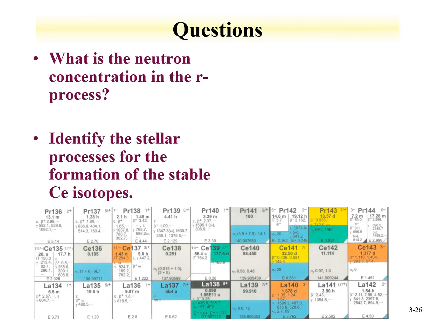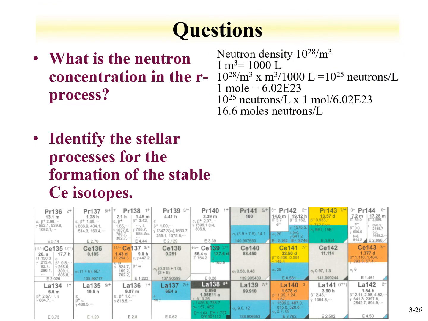What is the neutron concentration in the R process? From the lecture, we noted that the neutron density is 10 to the 28th neutrons per meter cubed. This is 10 to the 25th neutrons per liter, as there's 1,000 liters in a cubic meter. A mole is 6.02 times 10 to the 23rd particles. So if there's 10 to the 25th neutrons per liter, and 1 mole is 6.02 times 10 to the 23rd neutrons, there's 16.6 moles of neutrons per liter.